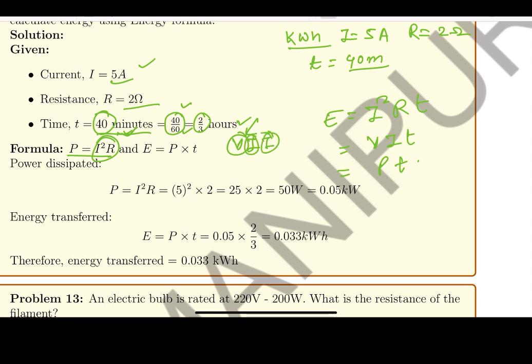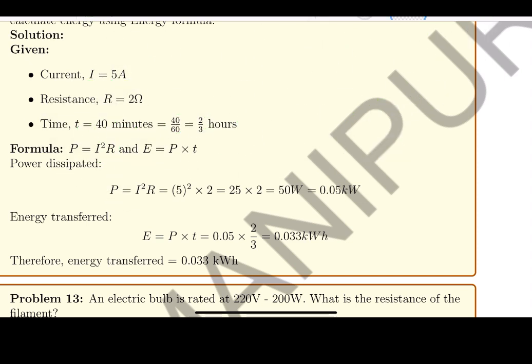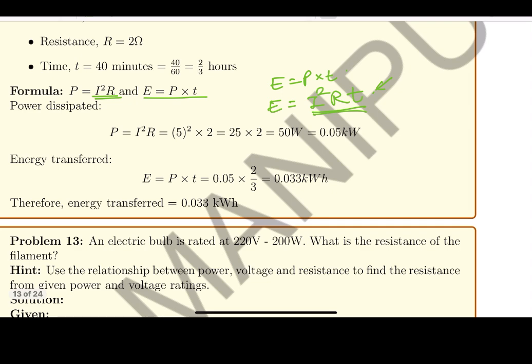So I, T, R are given. Look, three things: I, R, T are given. So which formula will I use? P is equal to I square R. So energy will be power into time. Or I can directly use energy is equal to I square RT. Okay, sir, this is heat. Yes, heat is also an energy. You know heat, right? This formula is from heat, Joule's law of heating.